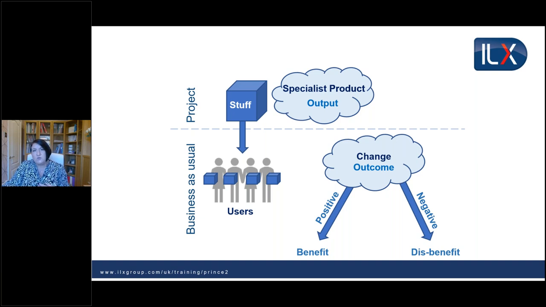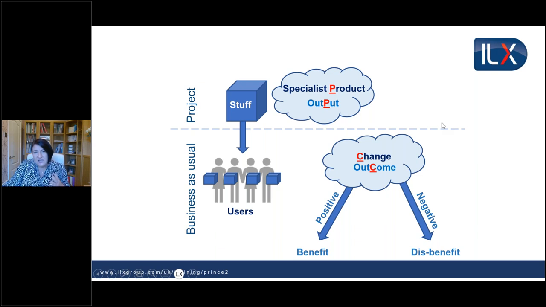So when we're looking as to whether we should go ahead with a project, we need to look at the big picture of this and think about, well, what is the investment that's needed in the project? How and when will that bring about the change within the business to deliver those benefits? So do we have the justification for going ahead with this project?